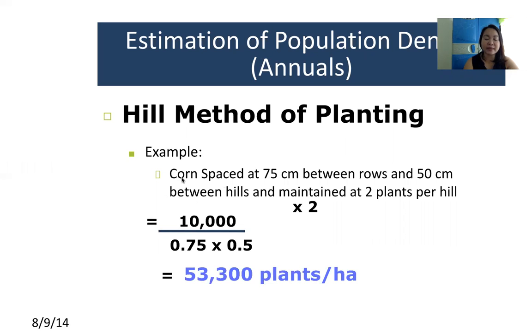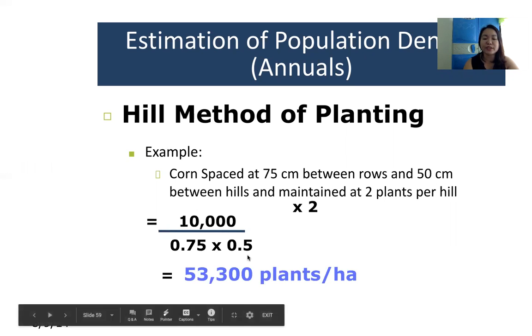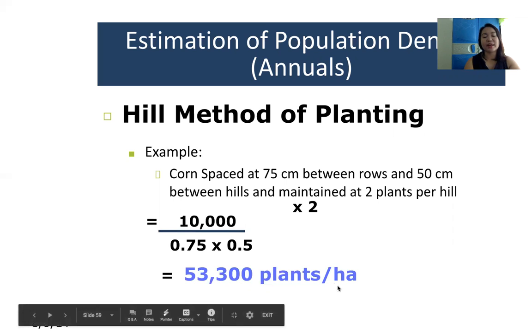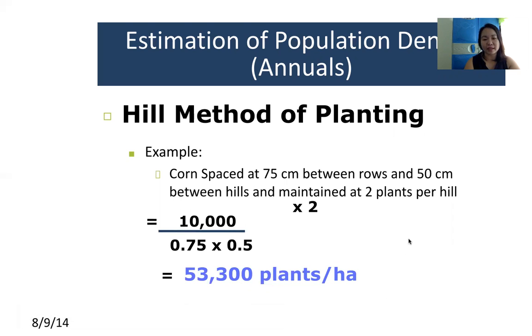An example here is a corn spaced at 75 centimeters between rows and 50 centimeters between hills, and maintained at 2 plants per hill. So 10,000 divided by 0.75 times 0.5, times 2, is equal to 53,300 plants per hectare. That is the amount of seedlings that we need to have.